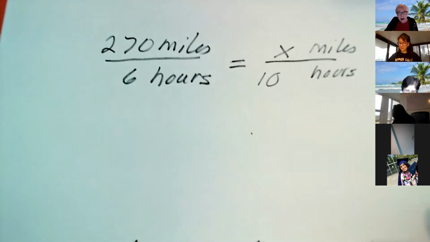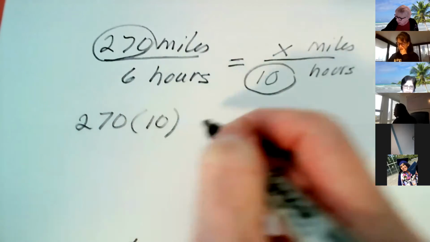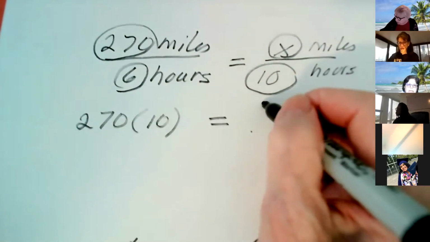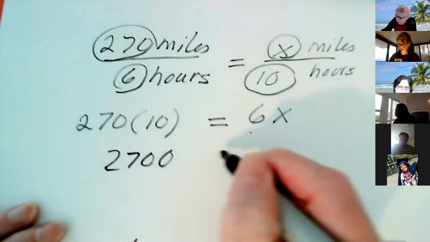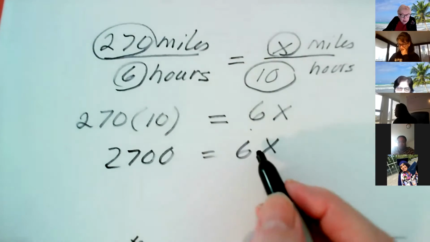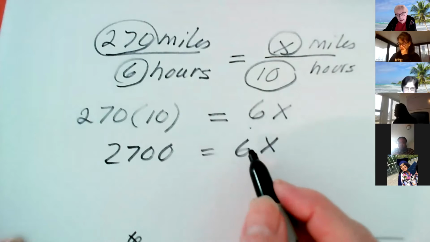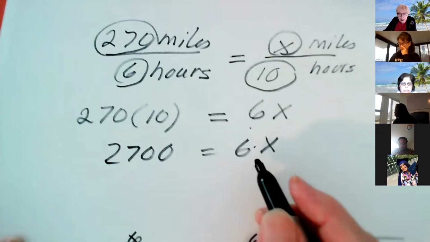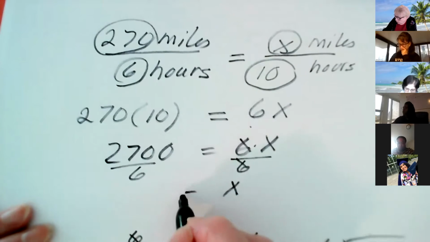When you look at this setup, it's 270 times 10. 270 multiplied by 10 equals 6 times X. And if you look at that problem, that's the identical problem we just got through with. 270 with one more 0 equals 6X. It doesn't matter that the 6X is over here on the right. The goal is to get X alone. And since 6 is multiplied to X, you've got to divide by 6 on both sides so that you get X alone.